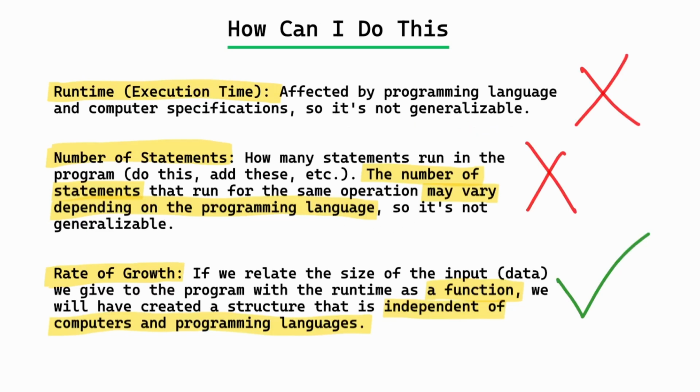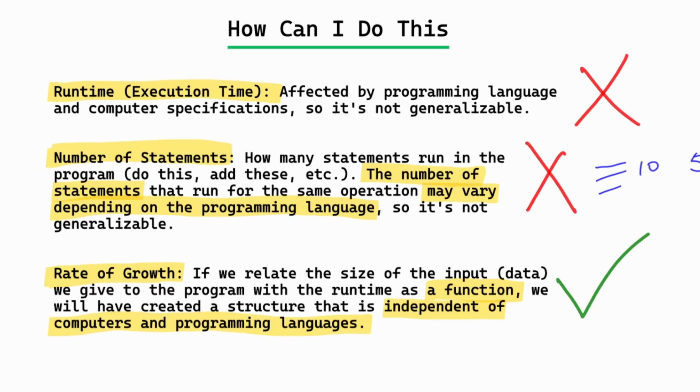Another thing we can do is look at the number of statements. How many statements run in the program? Like do this, add these, subtract that. But the number of statements can vary based on the programming language you use. Let's say that you wrote an algorithm with 10 statements in a programming language, but if you use another programming language, you could write that same algorithm with 5 statements. So again, it depends on the programming language. So it's not generalizable either.